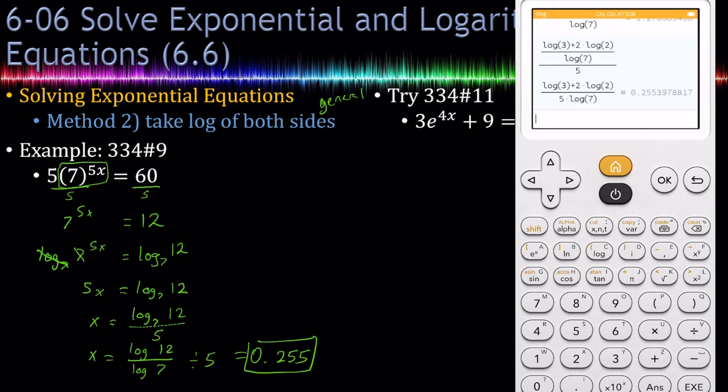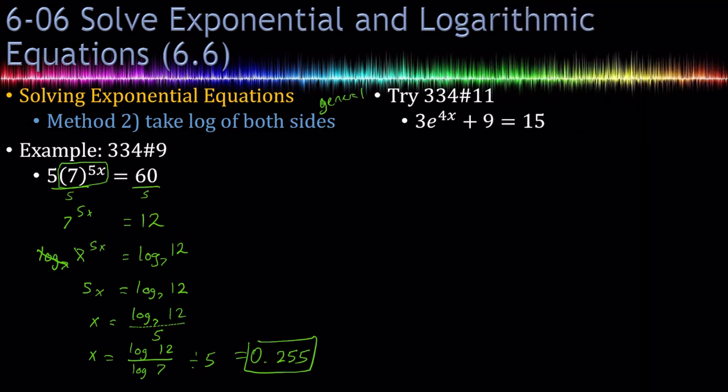We should check our answer. So 5 times 7 raised to the 5 times our answer is 60. Hey, it worked. Why don't you try number 11? Pause while you solve it. The answer should be about 0.173.